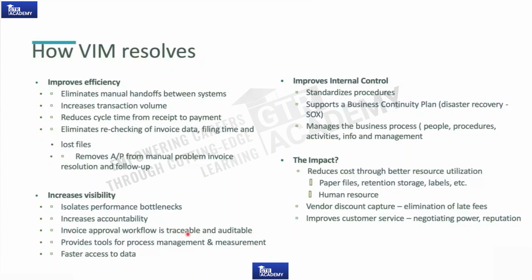Invoice approval workflow is traceable and auditable. This is very key for any audit. If any auditor comes, they generally pick up some 10 to 20 invoices randomly during their audit process and ask for the complete life cycle. Previously, without traceability, they would have to track all their emails and do manual searches, and then provide the information. With this tool coming in, they can easily check the complete life cycle in the VIM tool itself.